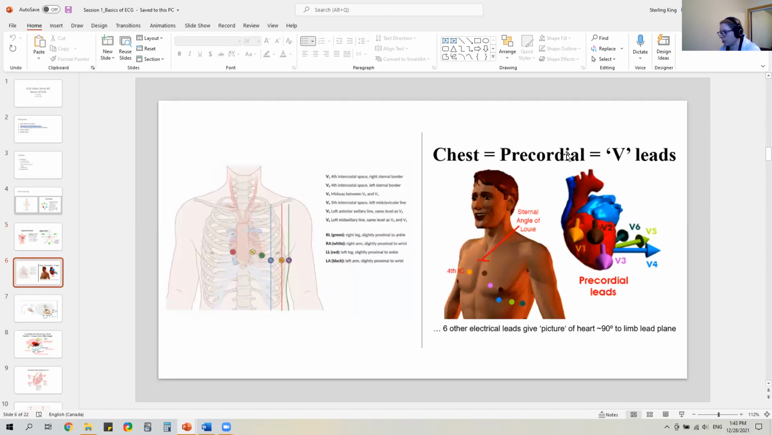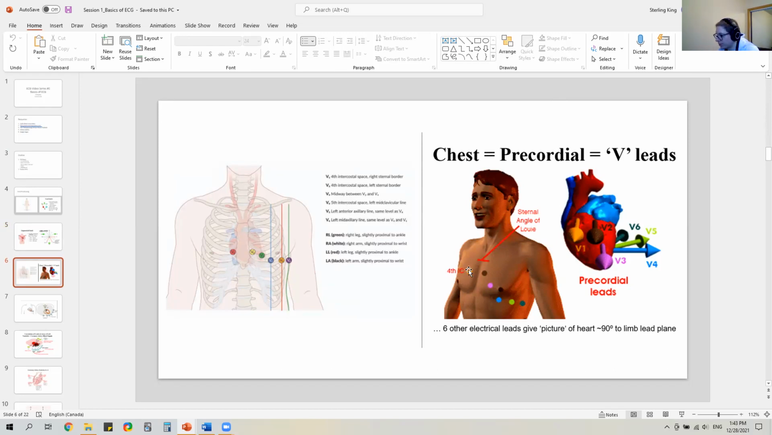Okay, precordial leads. We said limb leads, now we're on to precordial. When we're talking about a 12-lead ECG, there are 6 views that we get from the chest leads: 1, 2, 3, 4, 5, 6, and you can see them here.